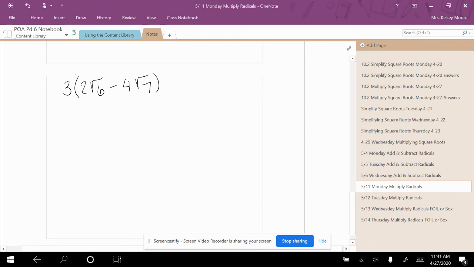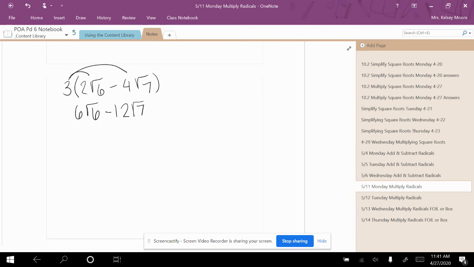Okay, for the next problem, I'm going to distribute the 3. The 3 can multiply together with the 2 because they are the like terms on the outside, so I end up getting 6. You cannot multiply together the 3 and the square root of 6 because those are not like terms, so it would just remain square root of 6. Then I'm going to multiply together the 3 and the 4 and get 12 square root of 7. You can't do anything else with that, so that problem is finished.